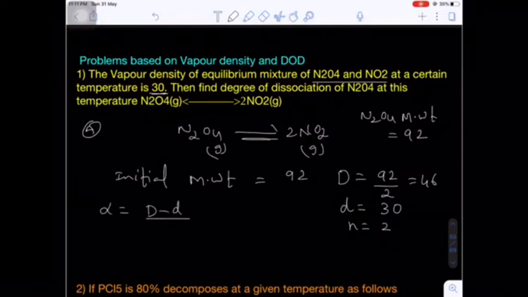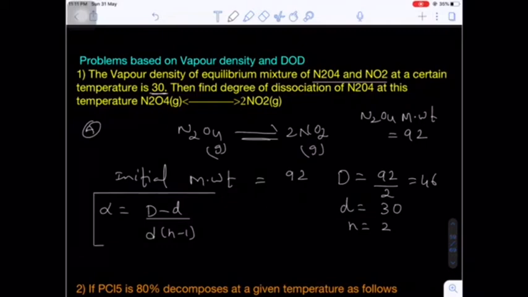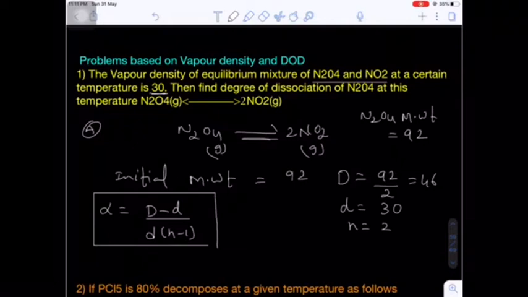Yes, alpha is equal to (capital D minus small d) whole divided by small d into (n minus 1). This is a very, very important formula, so we have to remember this formula. From the JEE and NEET point of view, questions are directly given based on this formula.